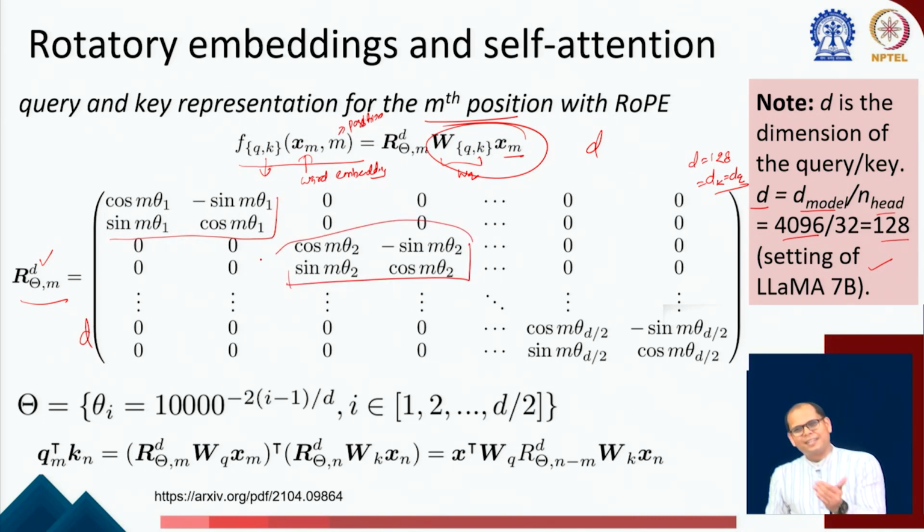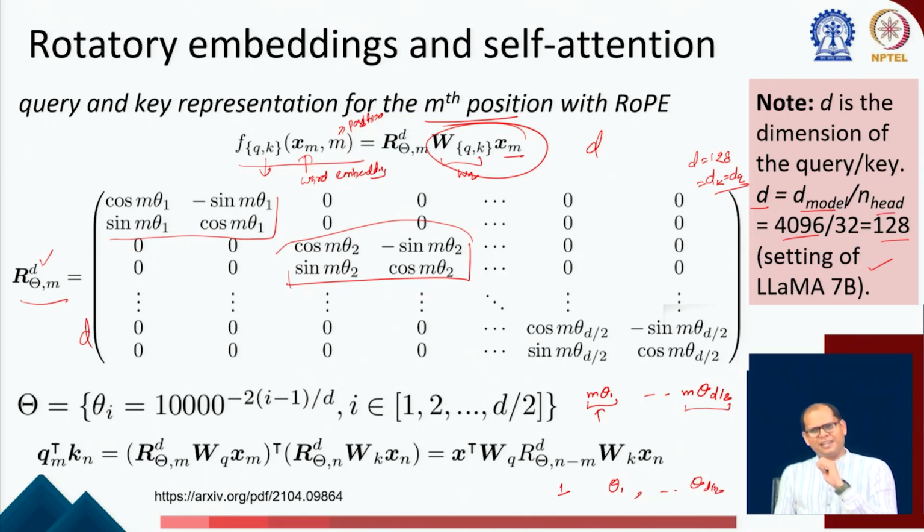So, how many different angles are there? If you see, for position m, there are m theta 1 to m theta d by 2. There are only d by 2 base angles, and then you multiply by m, which is the position. So for position 1 you will just multiply by theta 1 to theta d by 2. m is just the position. What are theta 1 to theta d by 2? They are also very standard, fixed values.